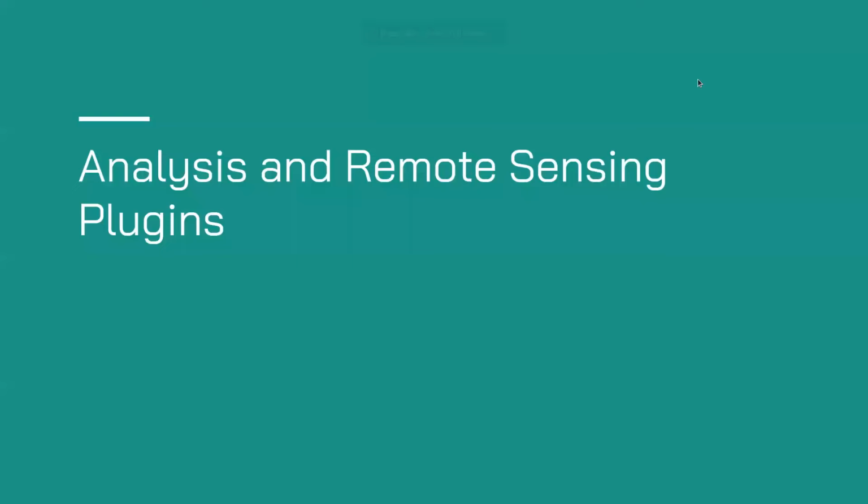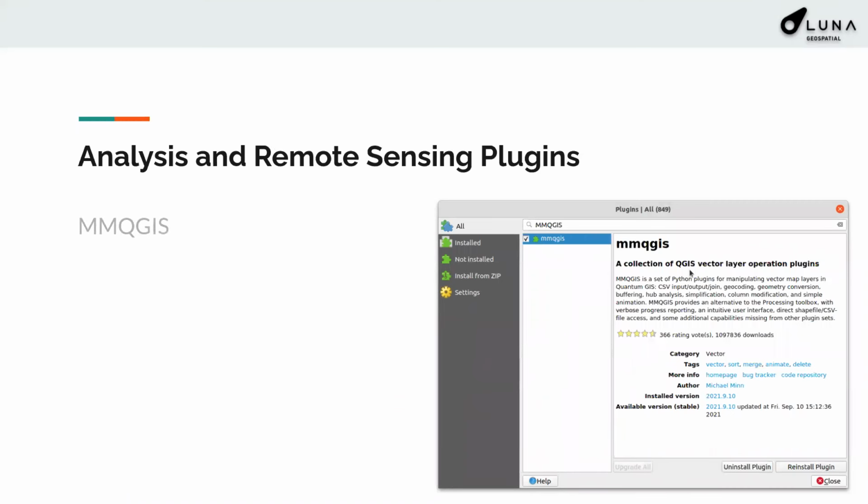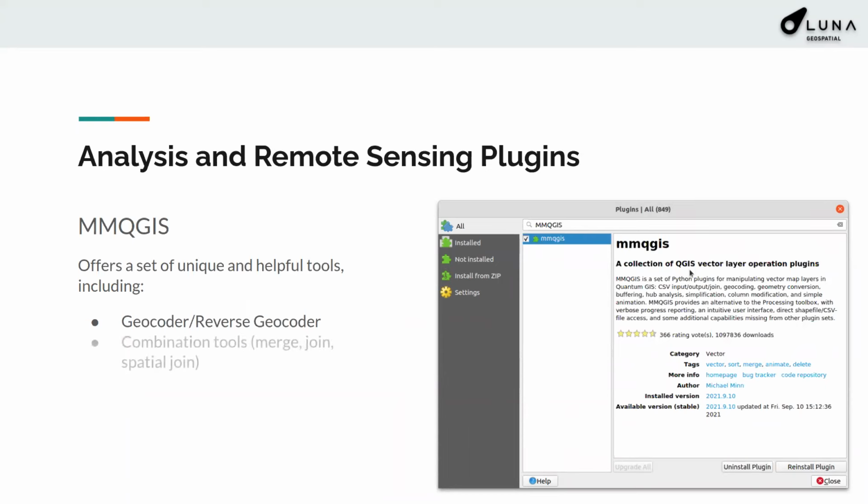Okay, so that's that. All right, so let's talk a little bit about some analysis and remote sensing plugins. And this is just a high level overview. Okay, so MMQGIS is kind of cool. It's a collection of QGIS raster and vector tools. Some of the tools include a geocoder and a reverse geocoder. Neat stuff. Tried it. It works. I'm happy with it. I don't use these very often, but whenever I do, I think it's kind of neat.